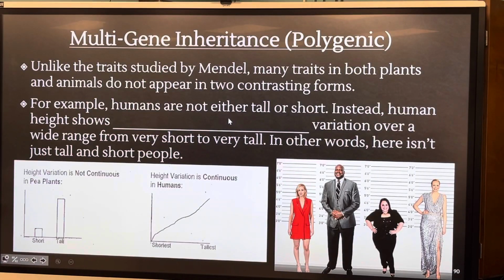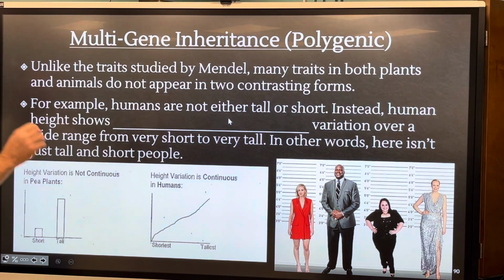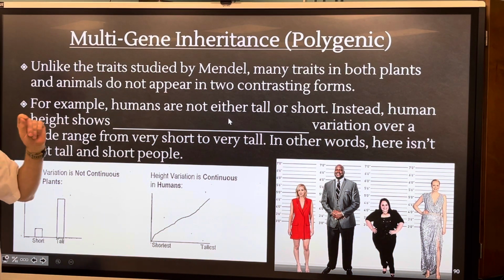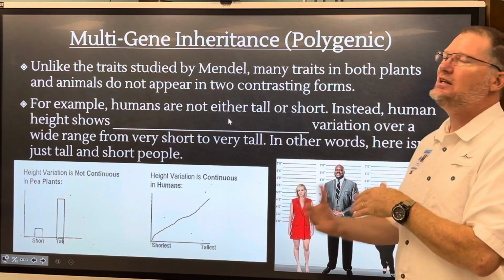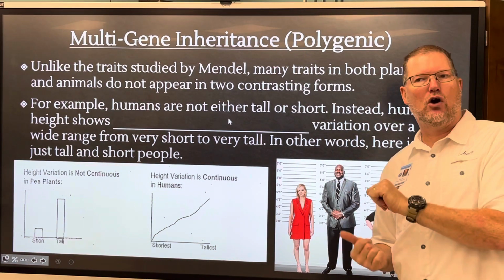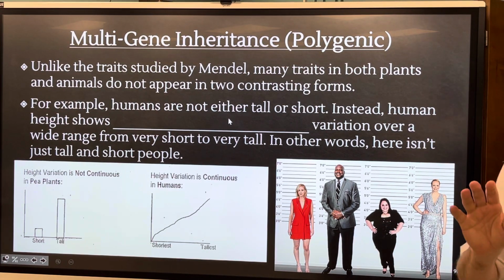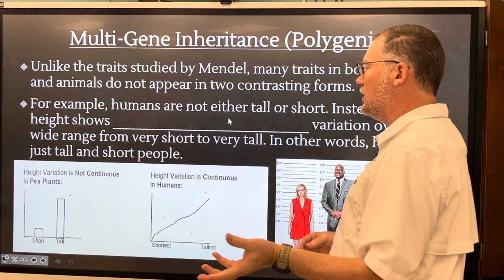All right, so we're on our last part here. We only have 2 slides left after this. This is called polygenic. Poly means many or multi, and genic means gene. So this is multi-gene inheritance. So unlike the traits studied by Mendel, Mendel didn't know about this. Many traits in both plants and animals do not appear in 2 contrasting forms. There are multiple. This is what I was talking about in the last set of notes.